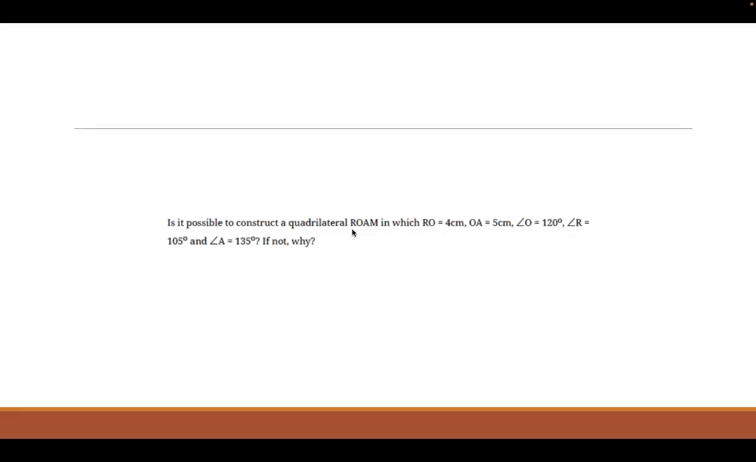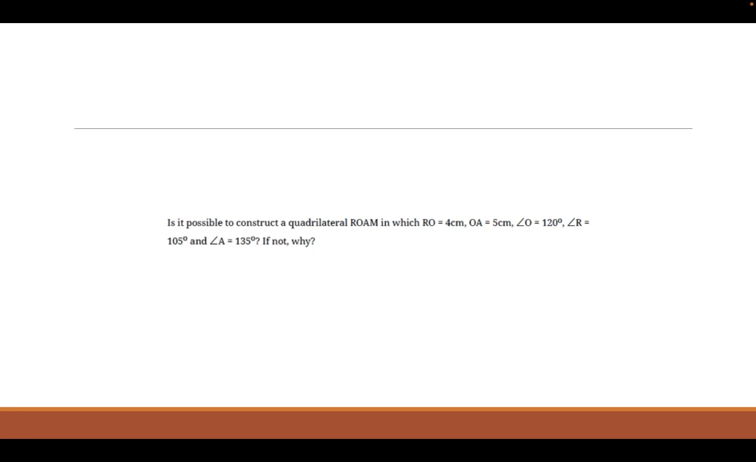Current slide. All right. So we covered a few examples in the last session regarding practical geometry. Now here is one problem. It's saying, is it possible to construct a quadrilateral ROAM in which RO is so and so, OA is so and so, and then it is also giving three angles. So five parameters are given. It is asking, is it possible to construct it?